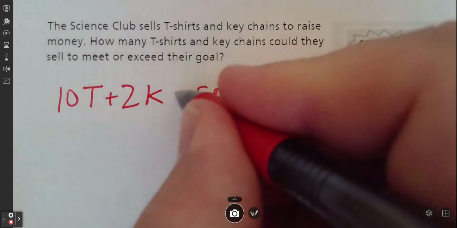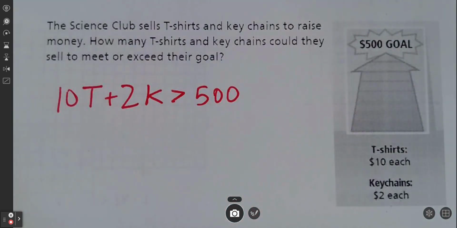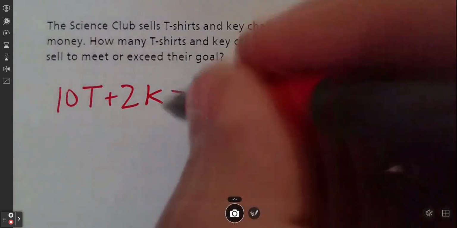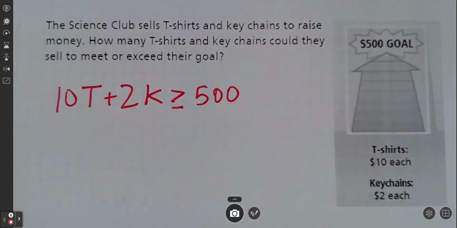So here's the $1 million question. We definitely want that to be greater than. Is it okay if it is equal? Yeah, that's our goal. It would meet our goal, so that would be equal to.